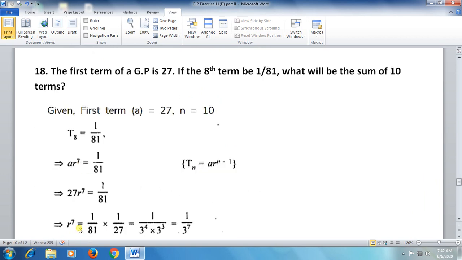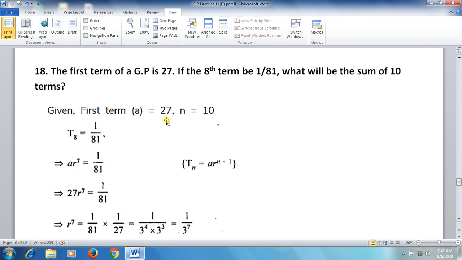Question number 18. The first term of a GP is 27. If the eighth term be 1 by 81, what will be the sum of 10 terms? So first term A is given as 27. We need to find out sum of 10 terms. So n is equal to 10. T8, the eighth term, is given as 1 by 81. T8 is represented as a into r to the power of 7. Value is 1 by 81.